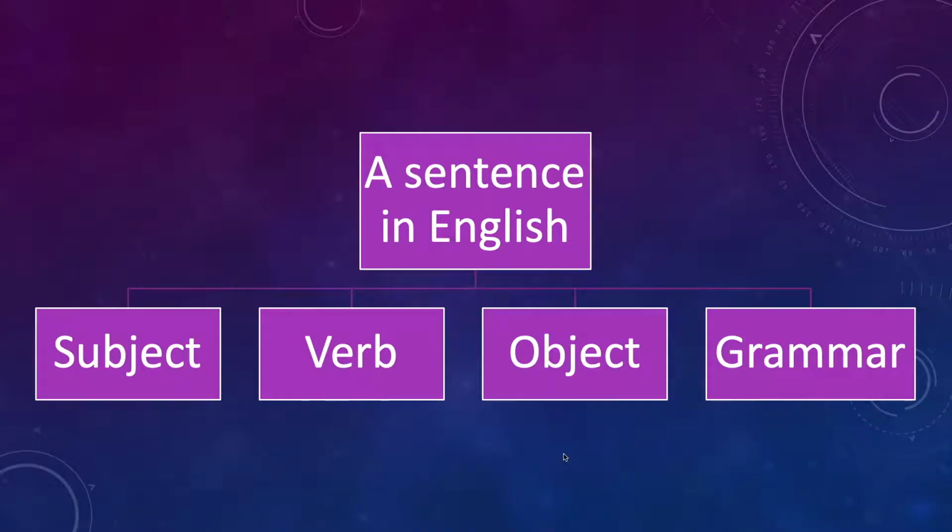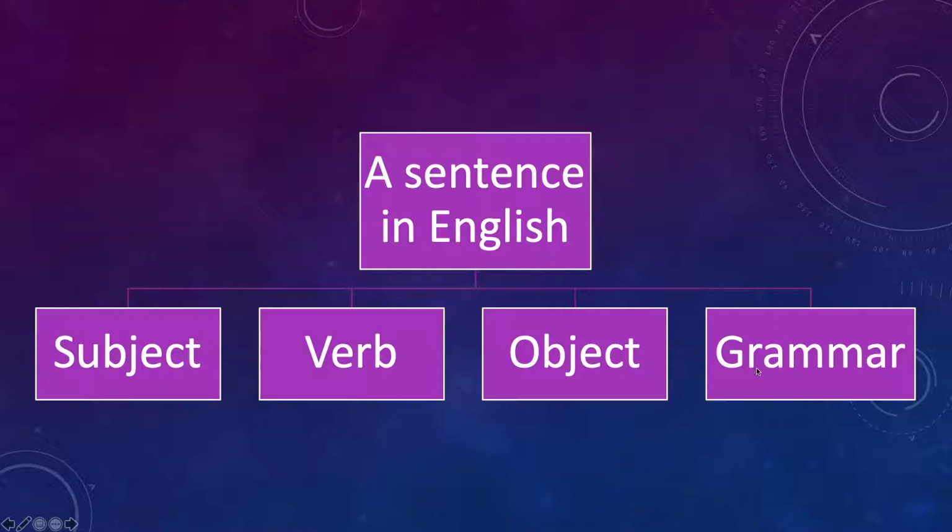Now, let us talk a bit about language. Let's take English as an example. A sentence in English mainly has three parts, right? The subject, the verb, and an object, alright? So, for example, if I say, I ate the apple, I is the subject, ate is the verb, and the apple is the object. Alright, that is understood.